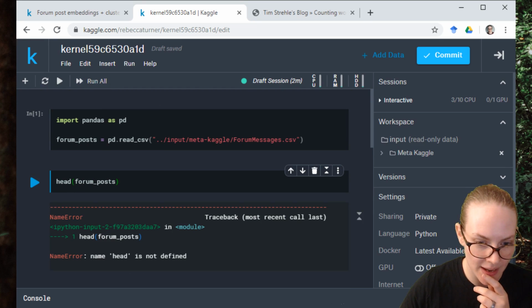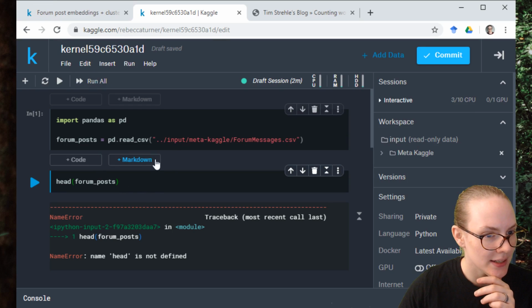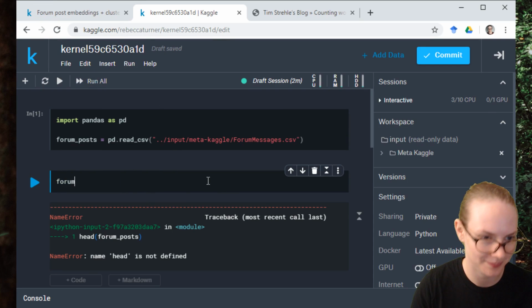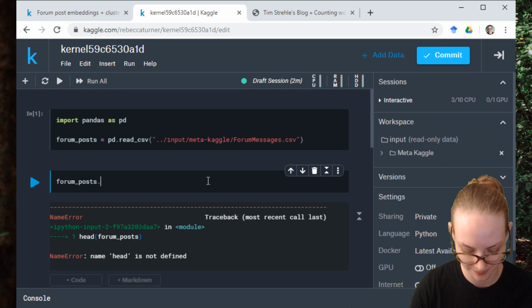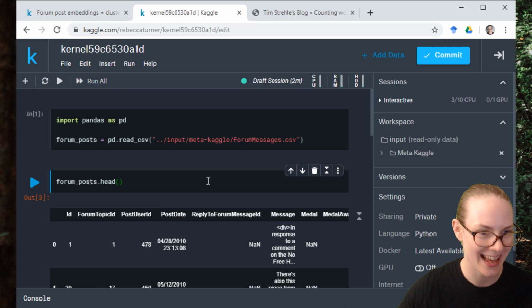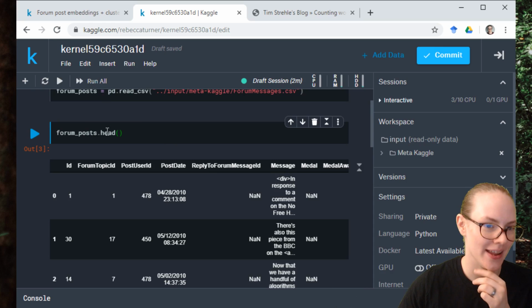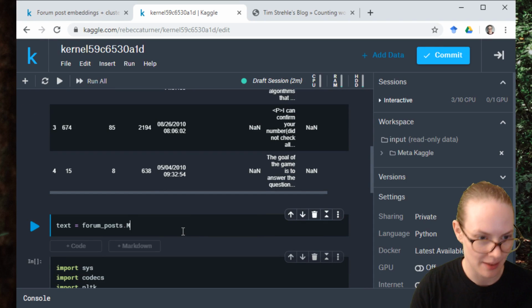Use Python syntax. That's a good start. Okay, yeah, Message, uppercase M-E-S-S-A-G-E.